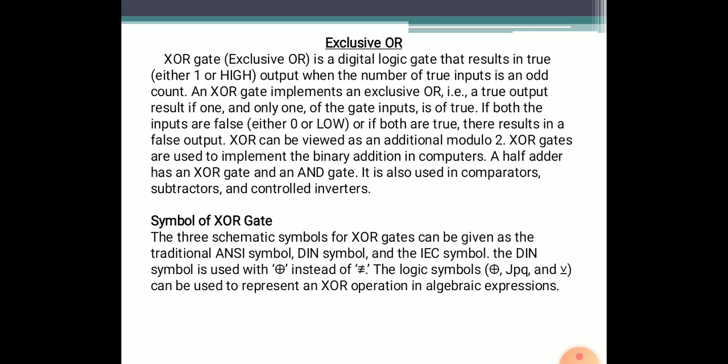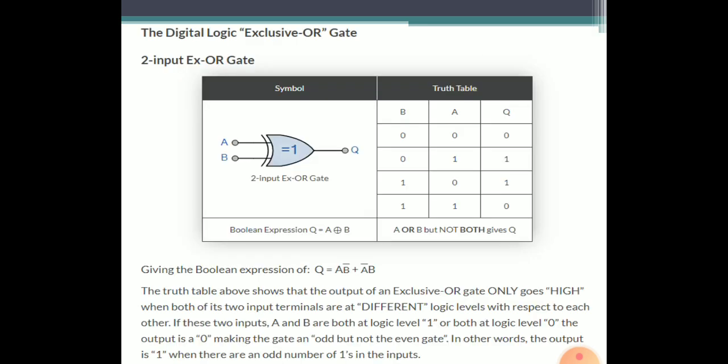The XOR represents the inequality function. Inequality function means that the output is true if the inputs are not identical. If the inputs are identical, then the output is false. An easy way to remember XOR is that it must have one or the other, but not both.